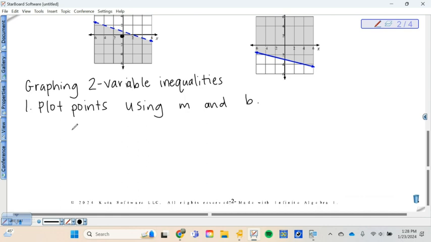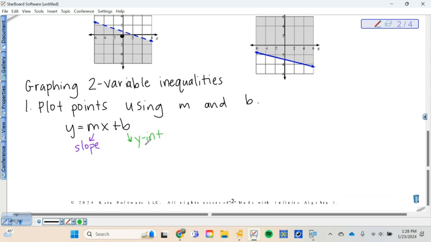What do I mean when I say M and B? Slope and y-intercept. What letter is the slope and what letter is the y-intercept? M is the slope. B is the y-intercept.